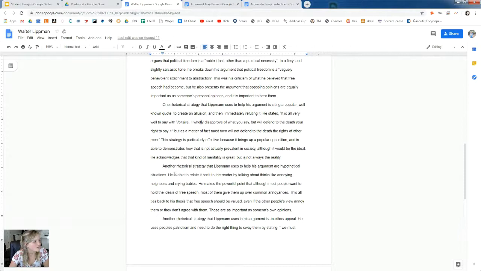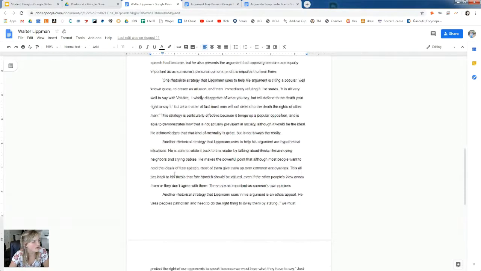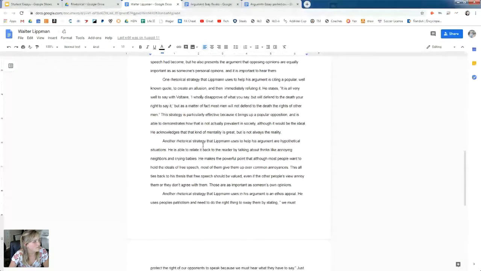Another rhetorical strategy that Whitman uses to help his argument are hypothetical situations. He's able to relate it back to the reader by talking about things like annoying neighbors and crying babies, which we didn't get to that part, but I promise it happened. He makes a powerful point that although most people want to hold the ideas of free speech, most of them give them up over common annoyances.